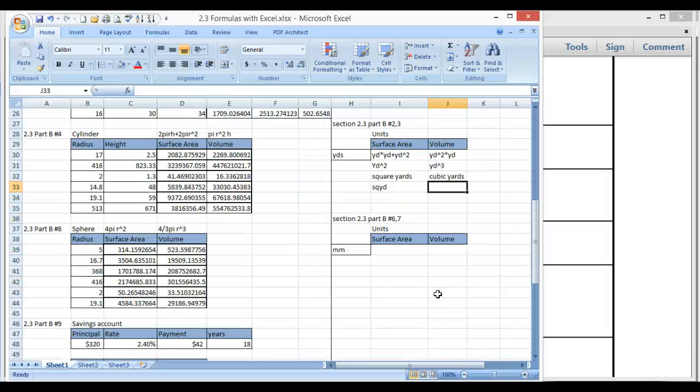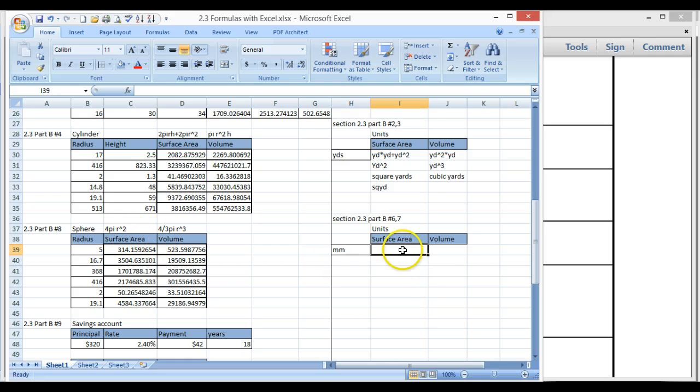And the last one, this is similar to section 2.3, part B, numbers 6 and 7. So this is when I'm working with a sphere. The surface area of a sphere is kind of like a balloon, so you're just looking at the outside, or a way of painting something, the surface area. The volume is like if it were a balloon, the water going inside the balloon for a water balloon. So we'll come over here. 4 and pi are unitless.